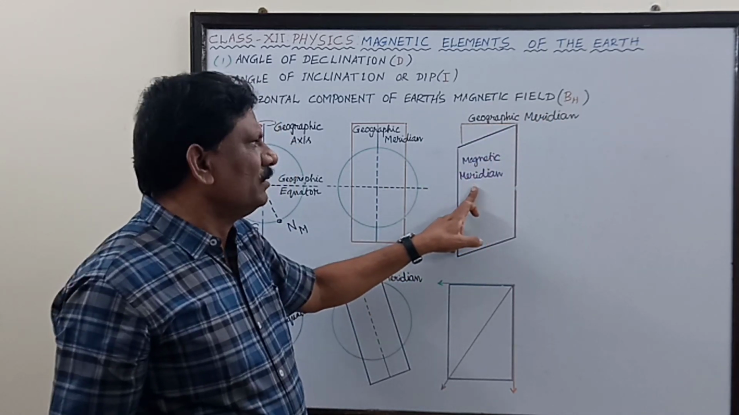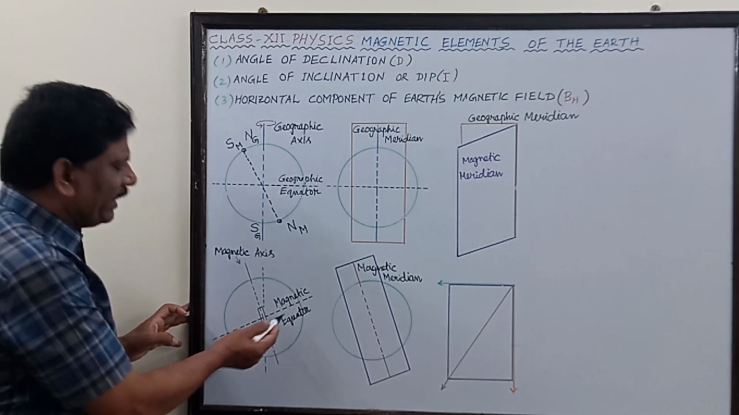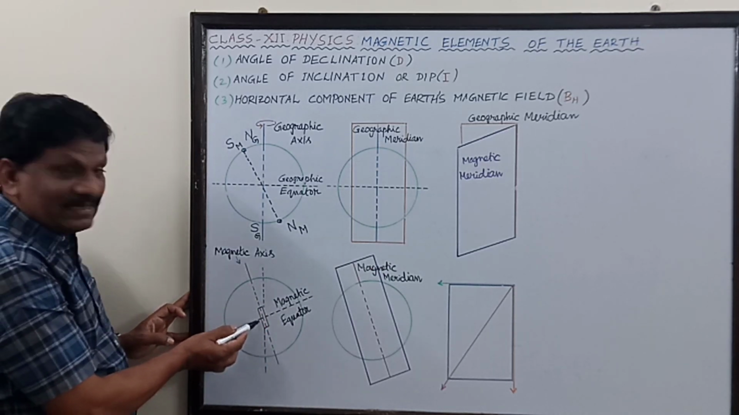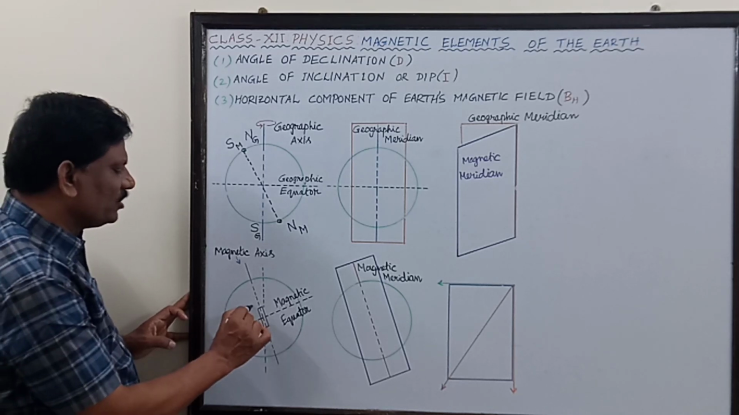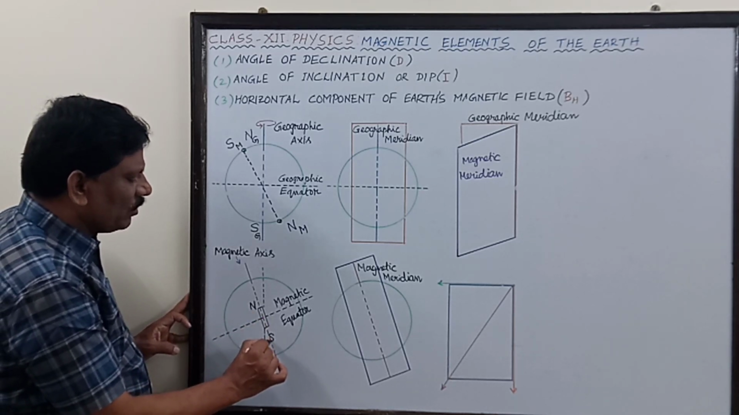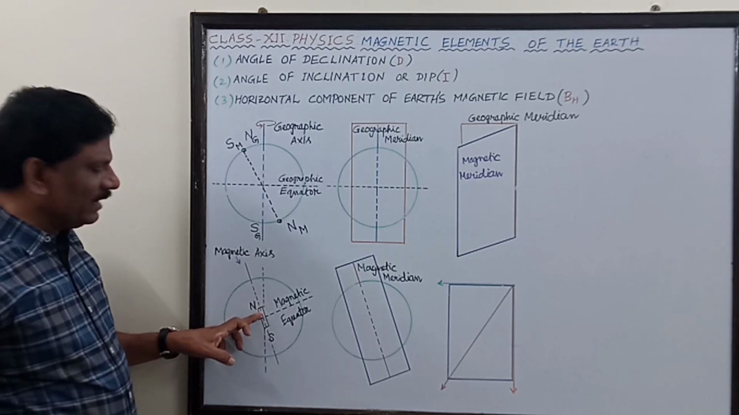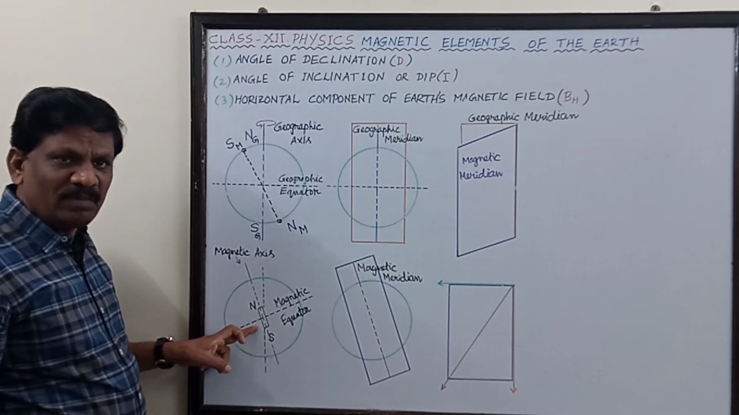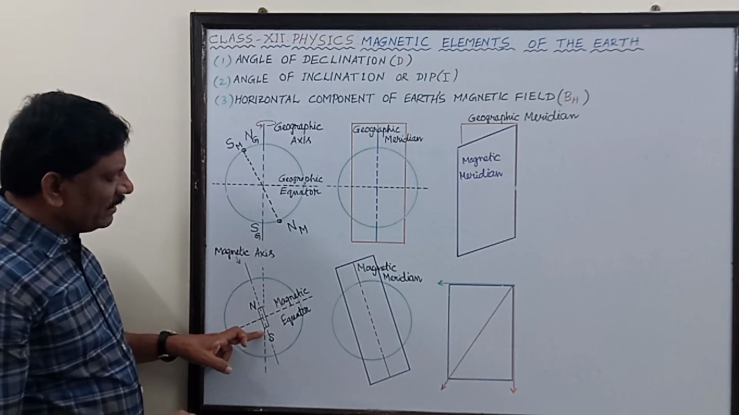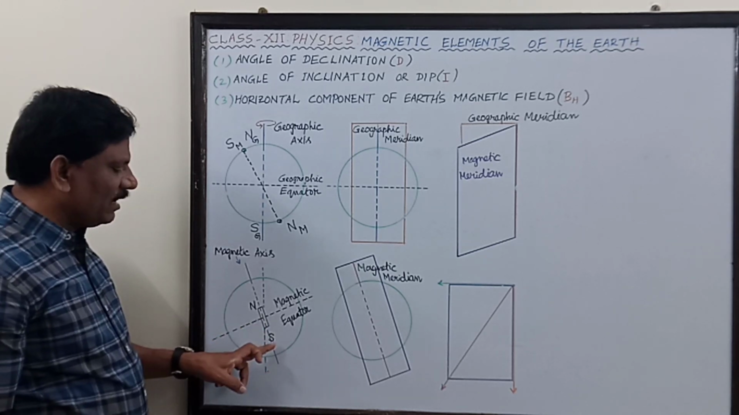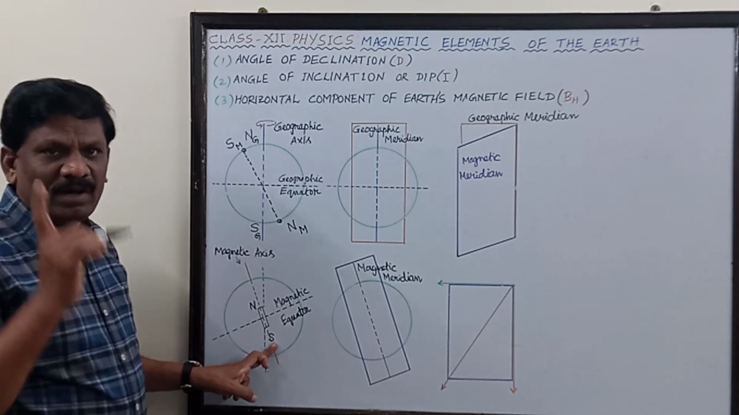Understood? So you can see here the magnetic axis, and a bar magnet is suspended freely, which means it will show the geographic north and the geographic south. The end point of the magnet which is facing towards the geographic north is called the magnetic north pole of this bar magnet, and the other end which is facing towards the geographic south of the earth is called the magnetic south of the bar magnet.